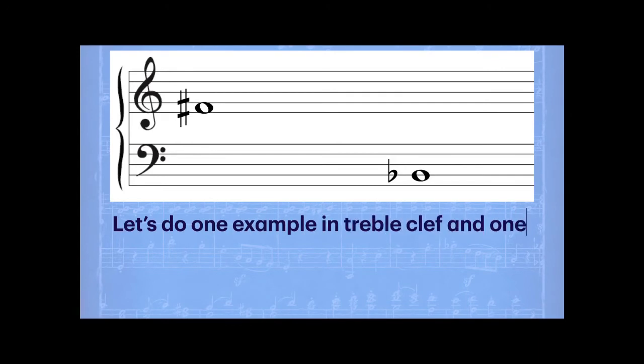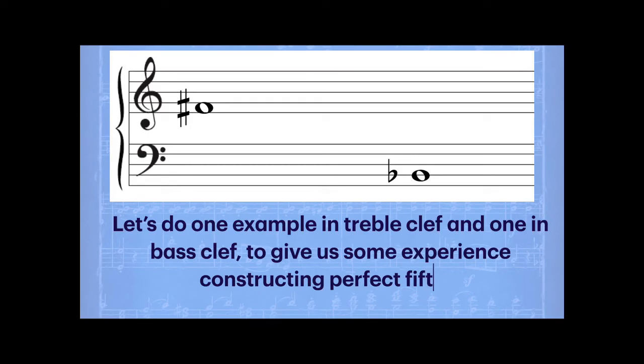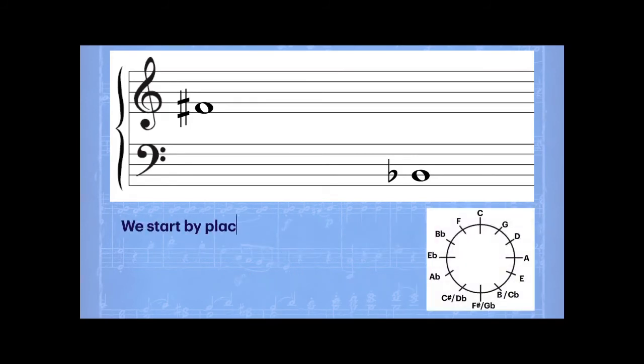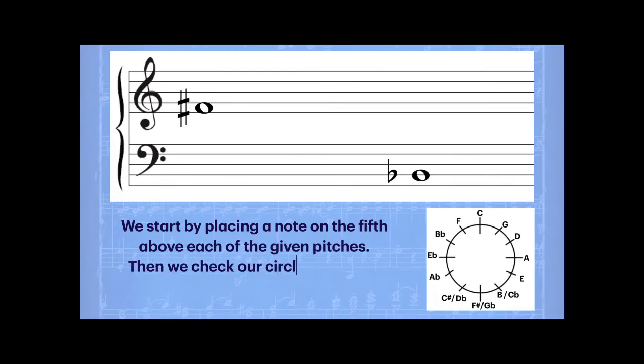Let's do one example in treble clef and one in bass clef to give us some experience constructing perfect fifths. We start by placing a note on the fifth above each of the given pitches. Then we check our circle of fifths to determine key signature. So in the treble clef, we use space, space, space to find the fifth above, and in the bass clef, we use line, line, line to find the fifth above.